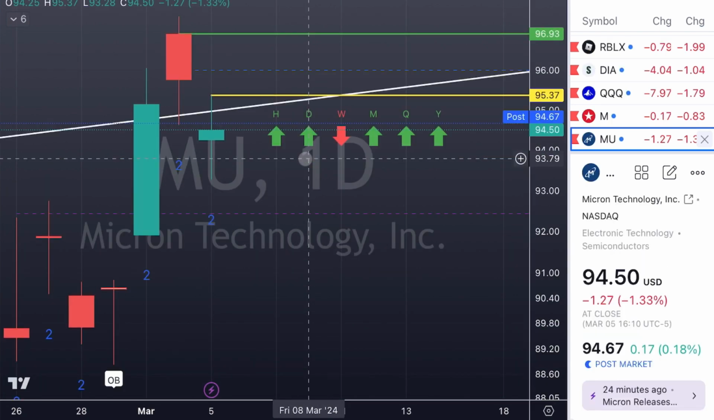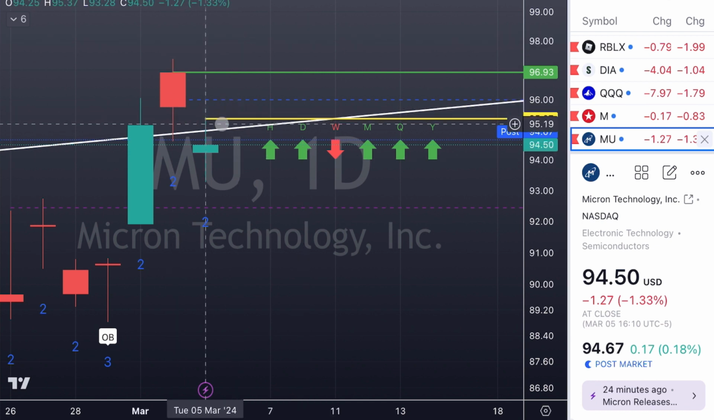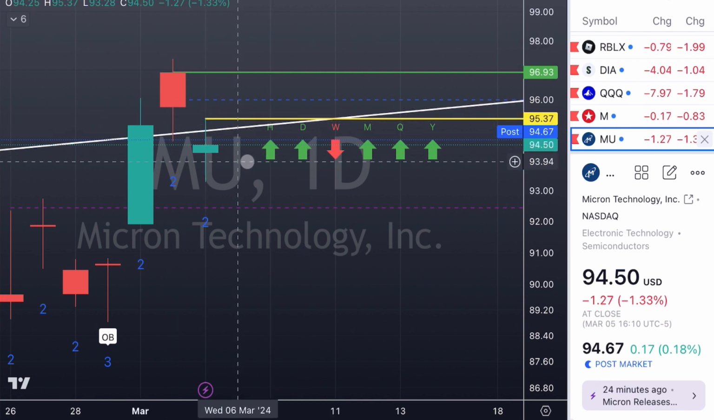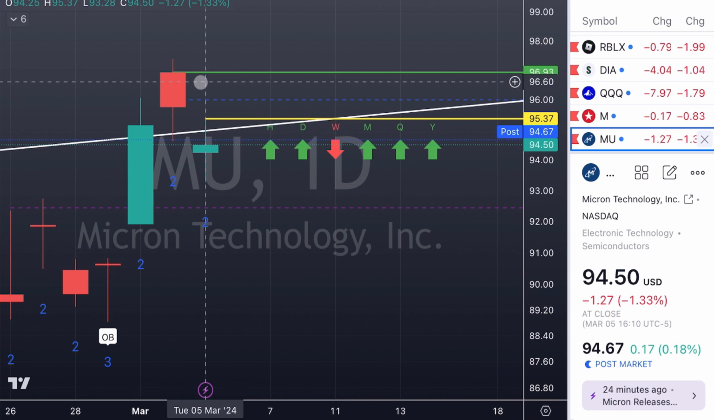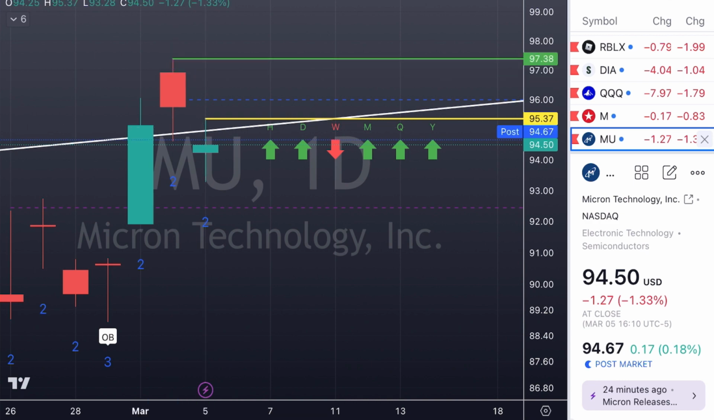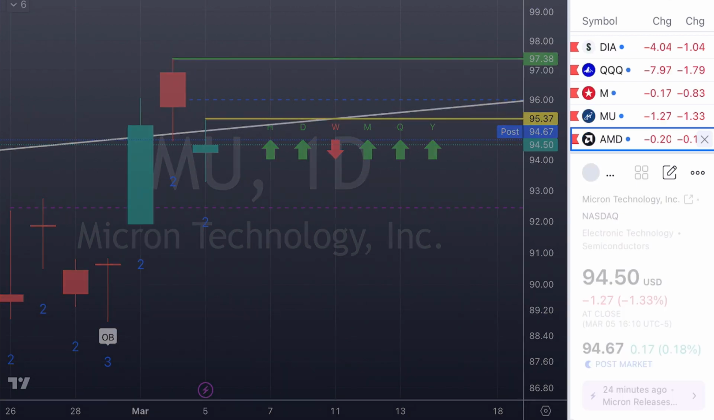We look at MU, same thing. We're going to look for that to trend back to the upside. Triggers at 95.37. First target at 97.38.